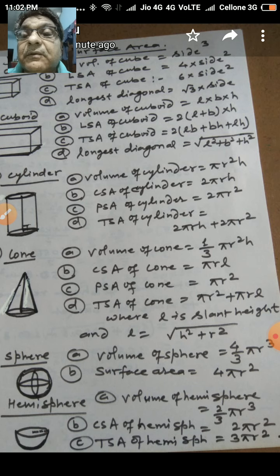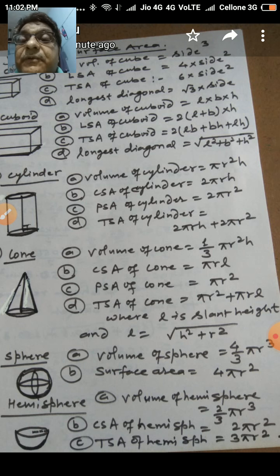Don't worry about that, because the formulae are the same as what you studied in class 9. So in a combined form of solid, suppose you have to find the volume of a combined object, then see what objects are present, take their volumes and add them. Similarly, if you are asked to find its outer surface area, then take all the surface areas that are visible and add them. So this is the difference.